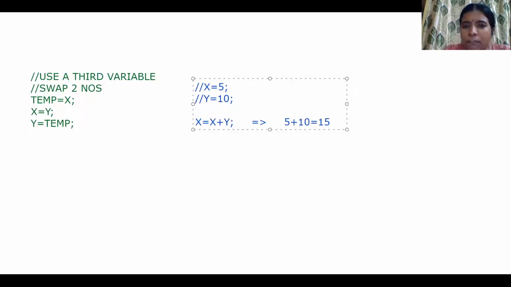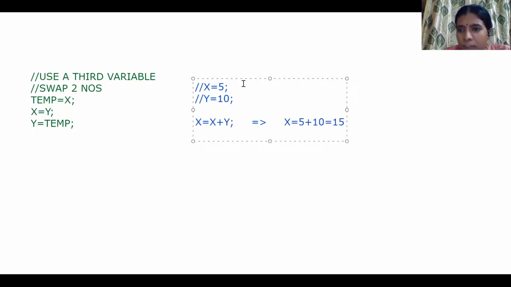15. Where am I putting 15? 15 is again kept in x. So I'm putting in x the value 15. This operation puts the value 15 in x. So now x is 15.